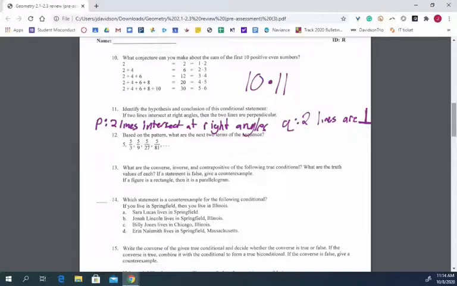Man, we're going fast through these. What's going on here? 12. Based on the pattern. 11. Any questions there? Just have to identify them.